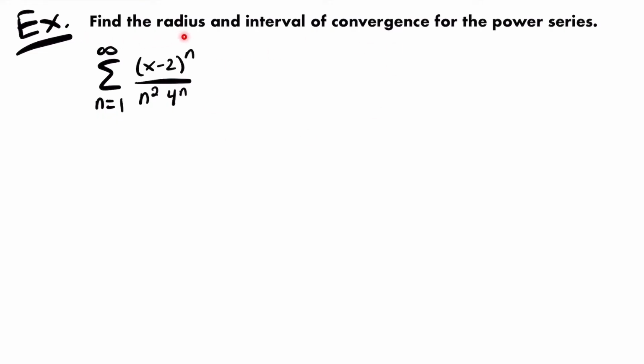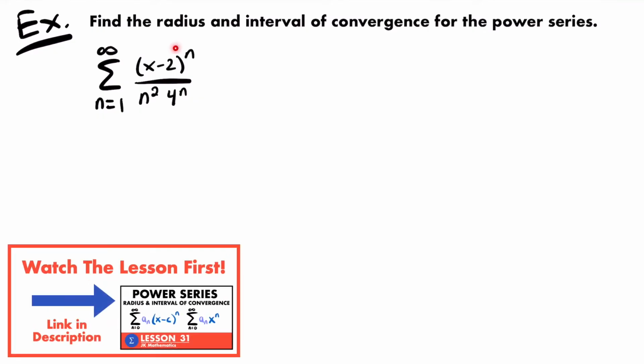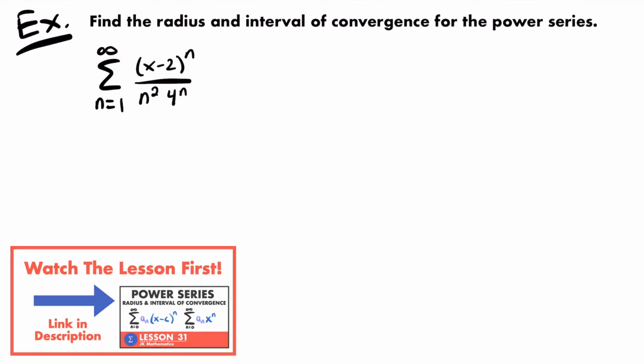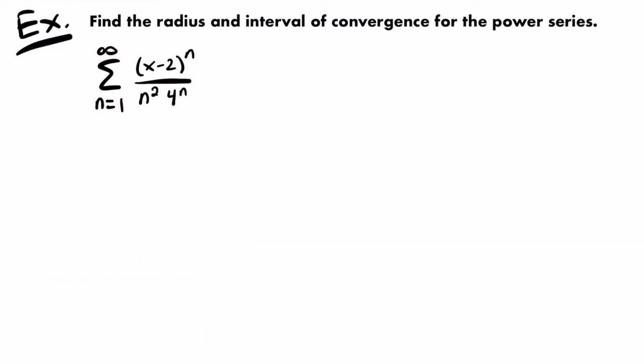We want to find the radius and interval of convergence for the power series. And so here is our power series. We have the sum from n equals 1 to infinity of the quantity x minus 2 to the power of n divided by n squared times 4 to the power of n. All right, and so we know that this is a power series because it includes x raised to some power within it. In fact, we have x minus 2 to the power of n, and so we would say that this is a power series that is centered at the value of 2.